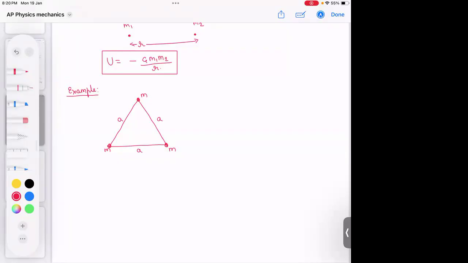Now the question is saying that they will try to attract each other. So let's say we want to increase the side of the triangle, and slowly they still maintain the triangular shape, but now the side of the triangle has become 2a.